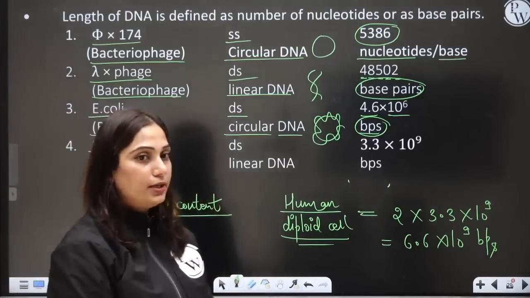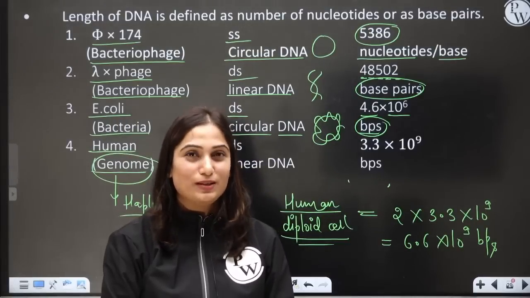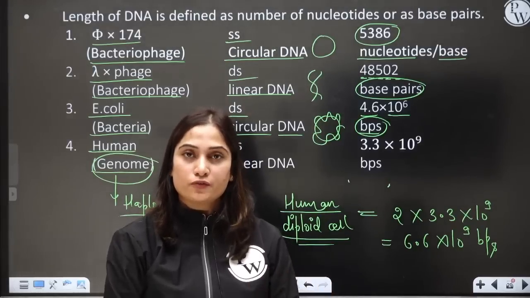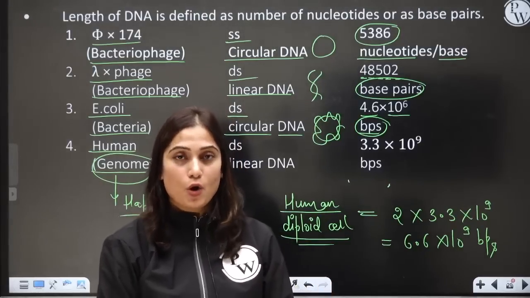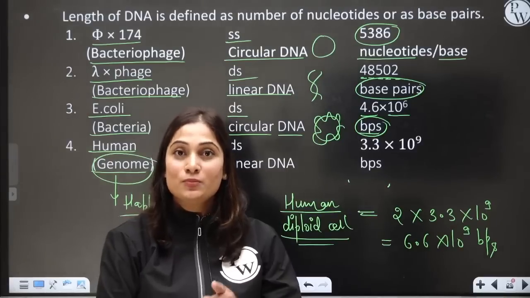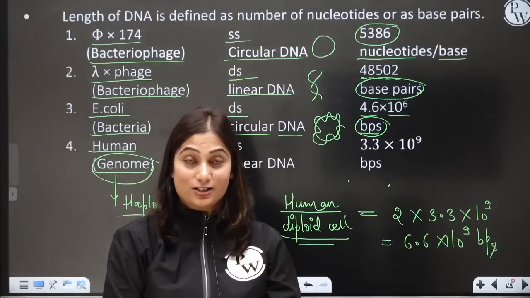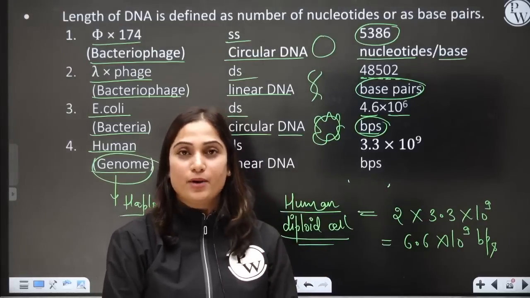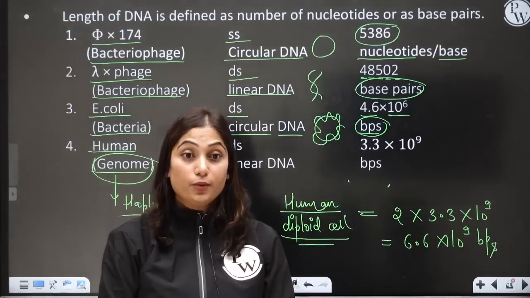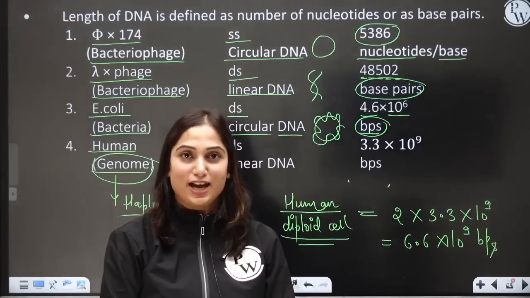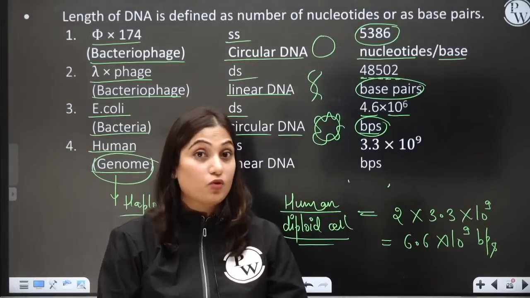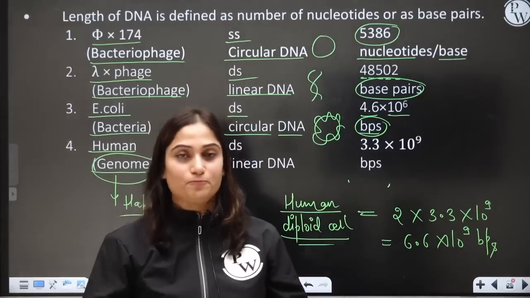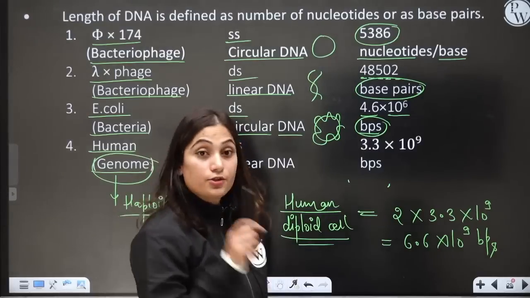And you should carefully read the question whether the number of base pairs is asked or the number of nucleotides is asked. If the question says what is the number of nucleotides in a sperm of humans, humans have 3.3 into 10 raised to the power 9 base pairs, so the number of nucleotides in the sperm would be 6.6 into 10 raised to the power 9. But if the question says calculate the number of base pairs in the diploid cell, that would be 6.6 into 10 raised to the power 9. And what would be the number of nucleotides in the human diploid cell? 2 into 6.6 into 10 raised to the power 9. Okay? So read the question carefully.